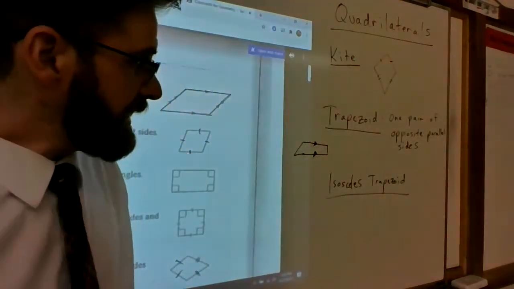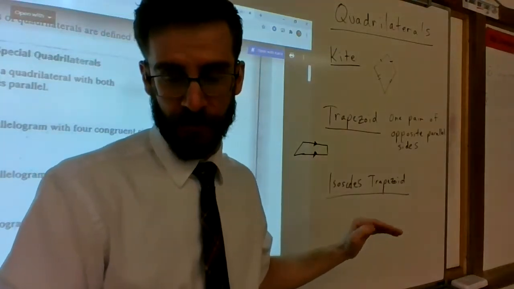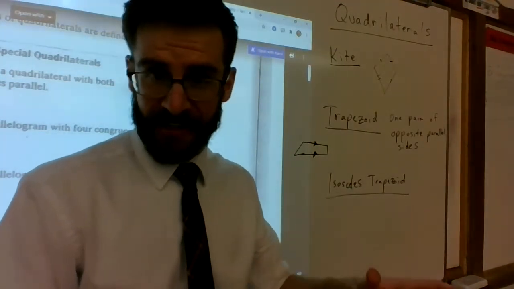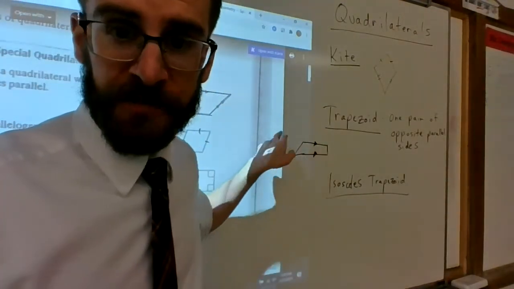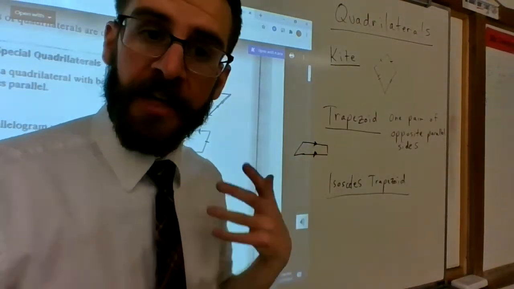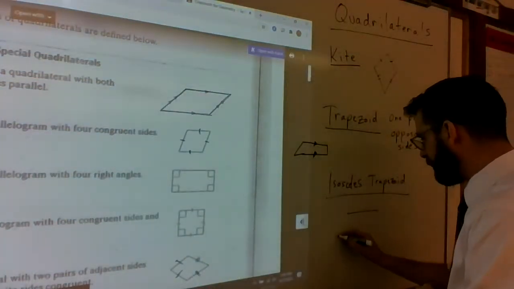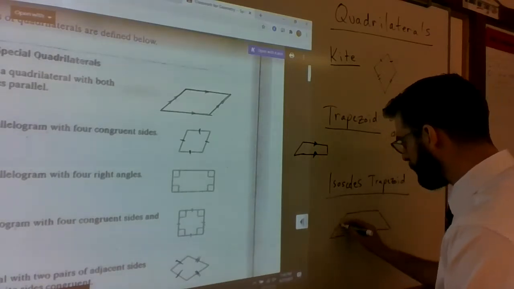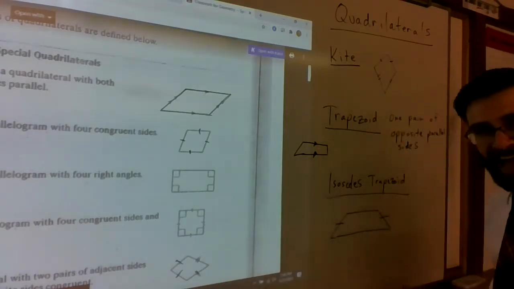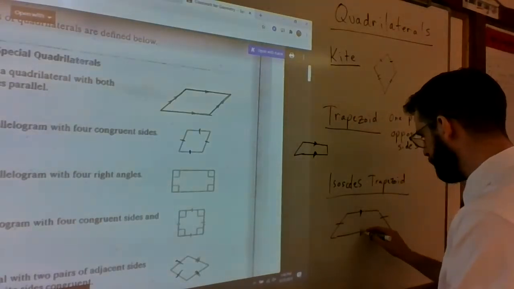And then within the trapezoid family is an isosceles trapezoid. The only thing different about an isosceles trapezoid is that these two legs right here, you call these the legs of the trapezoid, they're congruent. Now, this is the normal picture that you guys probably remember seeing trapezoids as. These are parallel, and these are parallel.